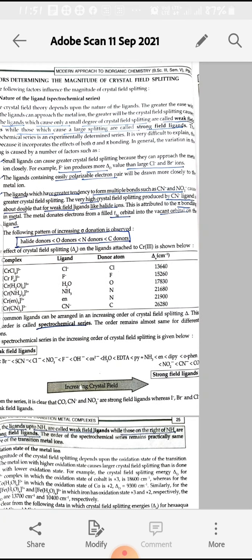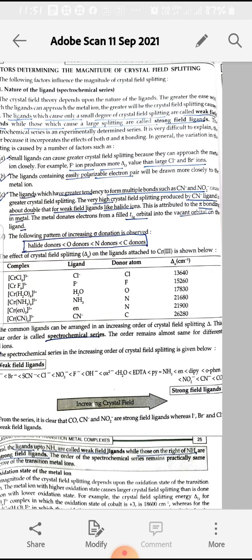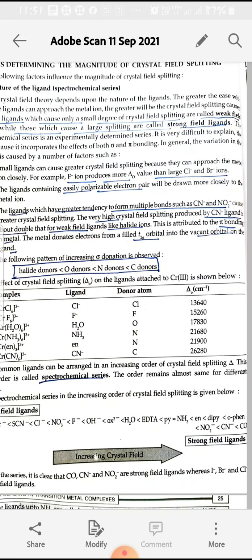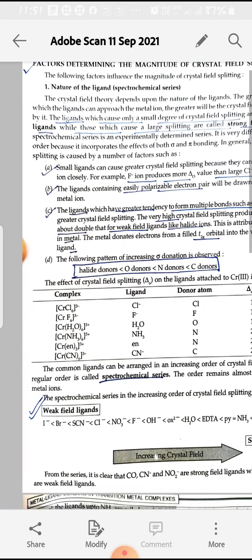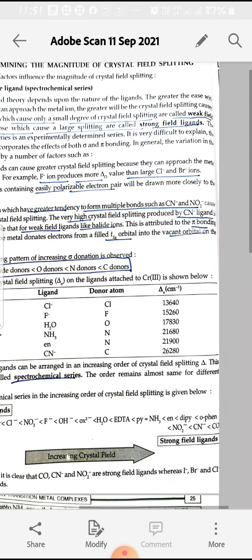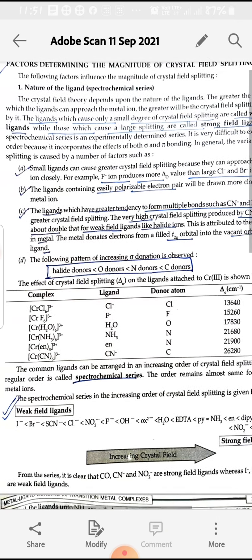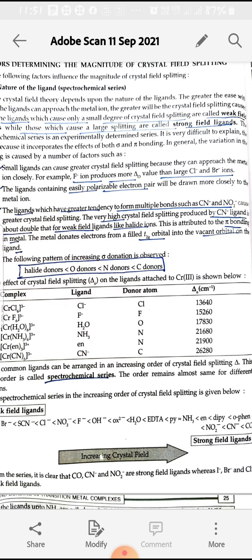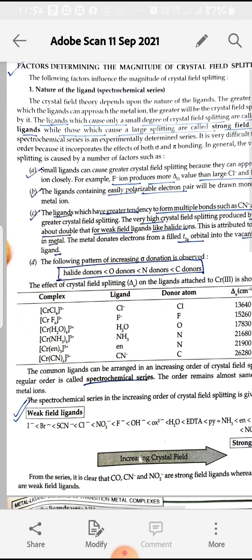Now we will discuss the first factor, that is the nature of ligand. Crystal field splitting depends upon the nature of the ligand. The greater the ease with which ligands can approach the metal ion, the more the ligand electrons will interact with the metal d orbitals, so there will be more repulsion and greater crystal field splitting. So crystal field splitting depends upon the nature of ligands.